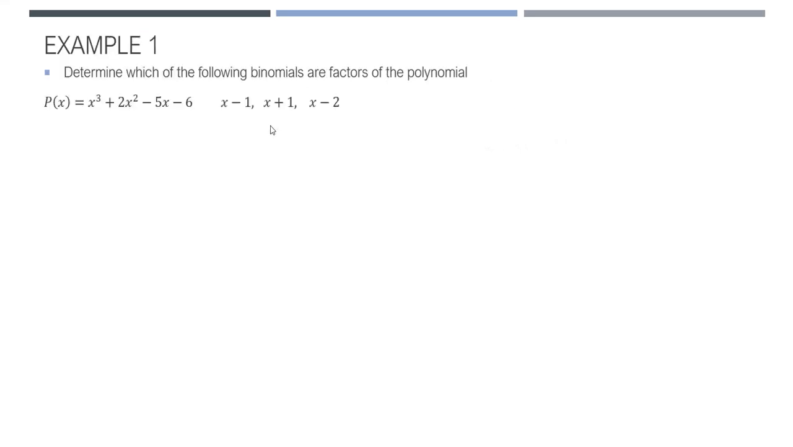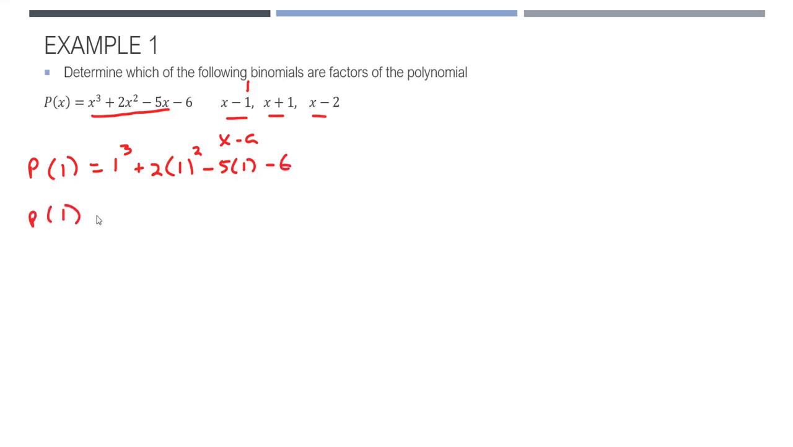So how can we use this? Determine which of the following binomials are factors of the polynomial. So we have a polynomial right here and some potential factors. What I'm going to do is substitute our values into x and see which ones have no remainder left over. So this one's going to be a 1, because again the original form is x minus a. So p of 1 equals 1 cubed plus 2 times 1 squared minus 5 times 1 minus 6. Then quickly using a calculator, we'll find out that it's equal to negative 8. So no, that's a remainder, doesn't work. Okay, let's go on to the next one.